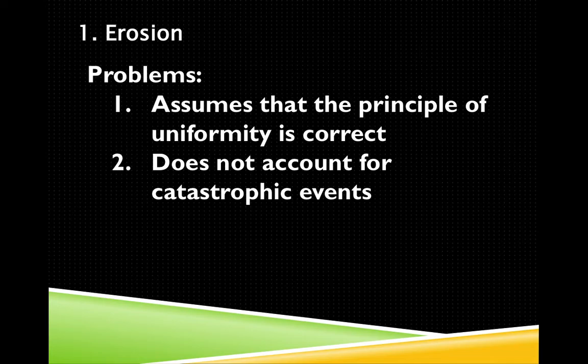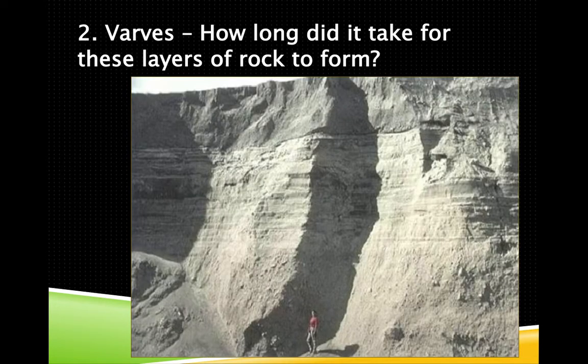Okay, the second one we want to look at is varves. And if you remember, we said that varves are layers of sediments that are laid down by glacial lakes, and they are laid down at the rate of 1 per year. And we also mentioned that Lake Van in Turkey has basically 500,000 layers or varves in it.